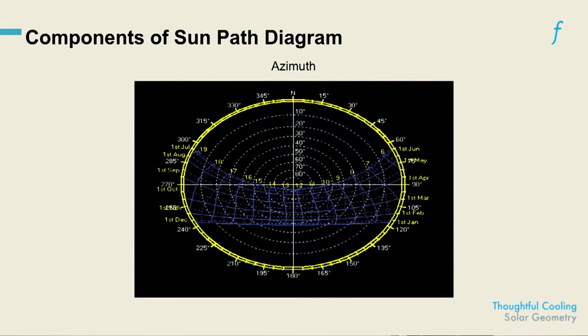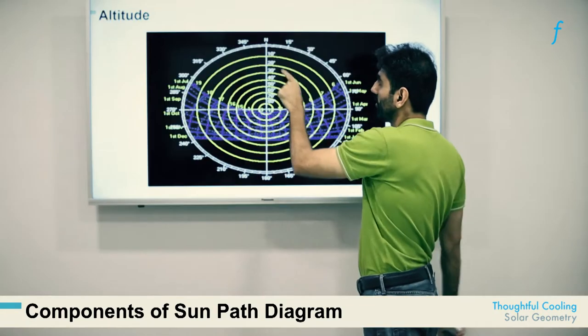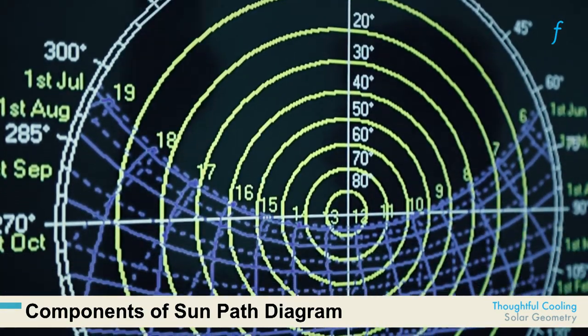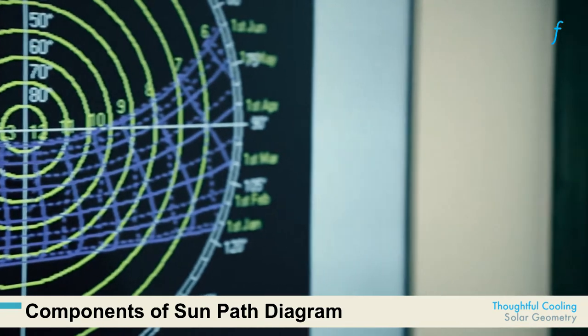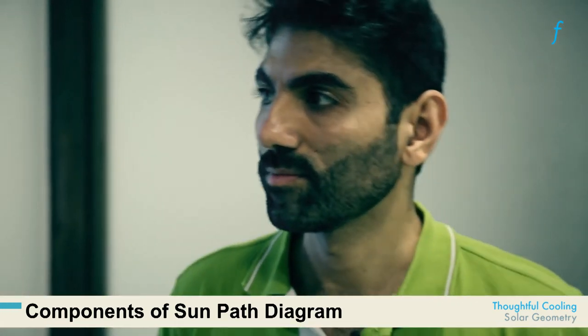The second layer is what's called the altitude. The altitude is the angle of the sun, as we know, compared to the horizon. And you can see it starts with 0 and keeps increasing all the way up to 90, which is perfectly perpendicular to the observer. So that's the altitude.